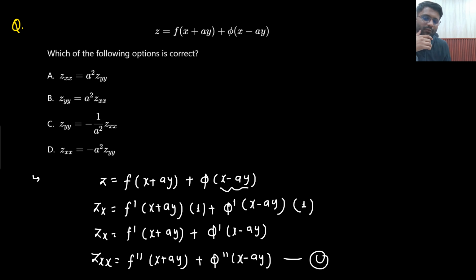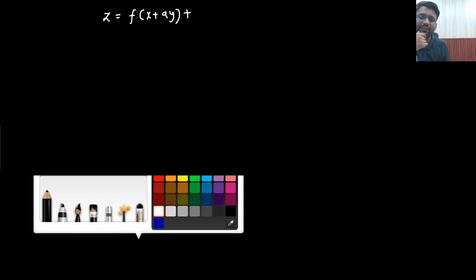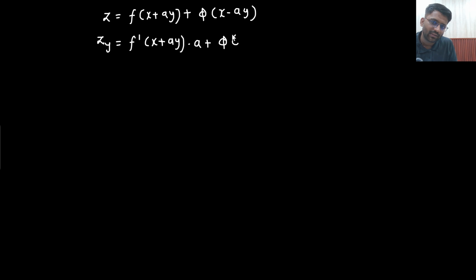What about zyy? So what is your z? Z is f of (x plus ay) plus phi of (x minus ay). Right? So differentiate with respect to y. So f dash (x plus ay). Now differentiate with respect to y. So differentiation of x will be 0, differentiation of ay will be a, plus phi dash (x minus ay).